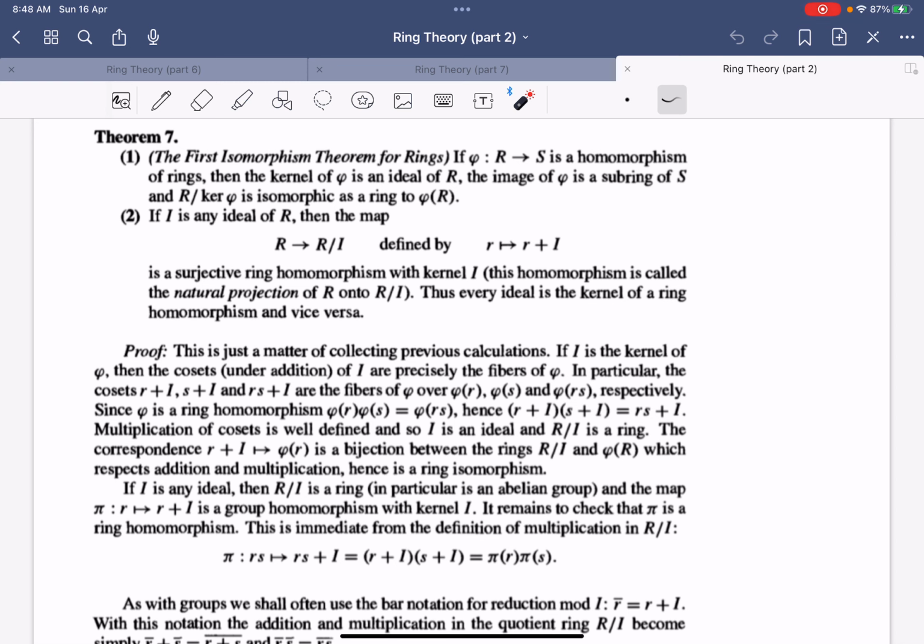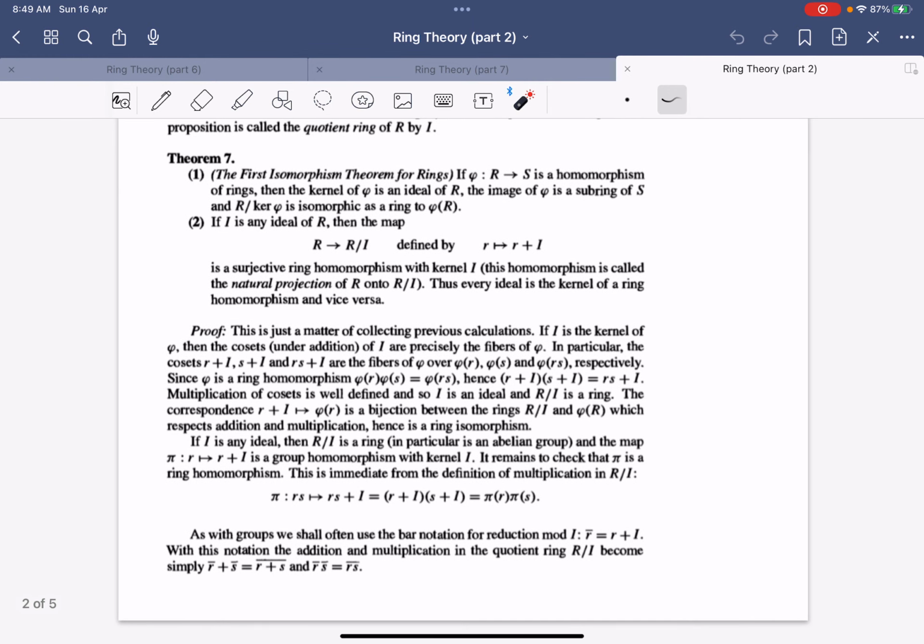Once you check that, you can see that R quotient of the kernel is just isomorphic to phi of R as a ring. So multiplication here is preserved. That's the first isomorphism theorem, and now you can see the similarities between this and the group theory one.